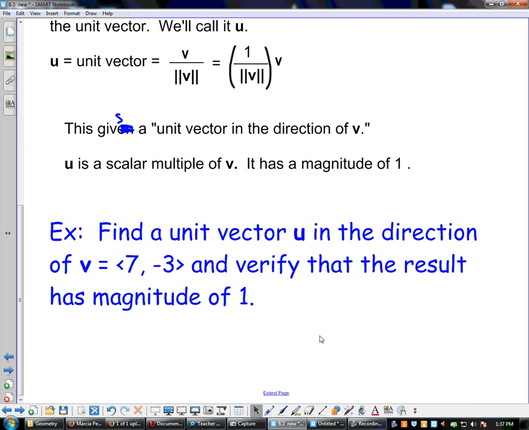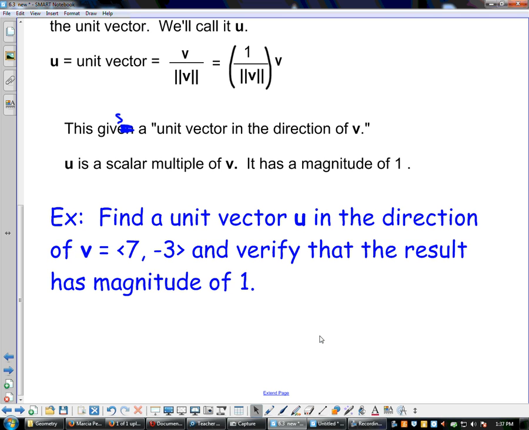Do you have your gift out that we were working on? Yes. Okay, so I believe this problem is on your gift. Is that true? All right, so find a unit vector u in the direction of vector v, which is the vector 7, -3, and verify that the result has a magnitude of 1.